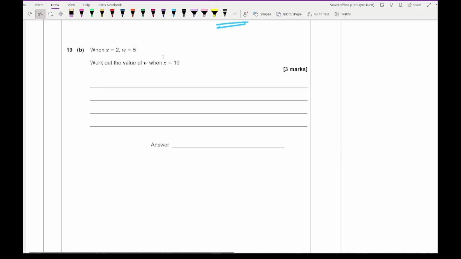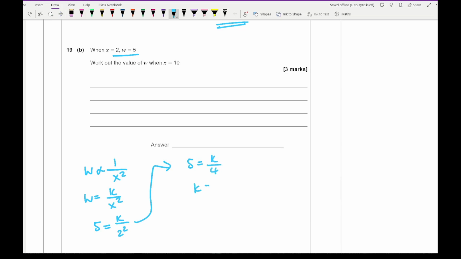Then for question 19b, it says when x equals 2, W equals 5, work out the value of W when x equals 10. Now for this, what we need to do is, we know that W is proportional to 1 over x squared. So then we replace the proportional symbol with equals k. We then substitute the numbers that we know, which is 2 and 5. So what we've got is 5 equals k over 2 squared. So I've got 5 equals k over 4, so k equals 20. And then looking at the formula, I've got W equals 20 over x squared. And that's the formula that I've got to use. So W equals 20 over 10 squared, which is 100. And that gives me an answer of 0.2.